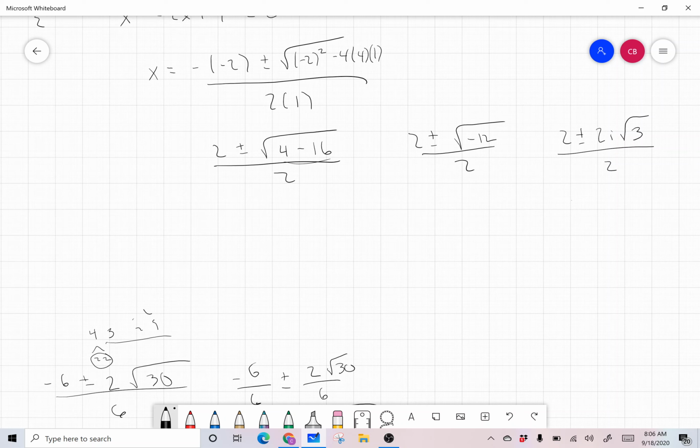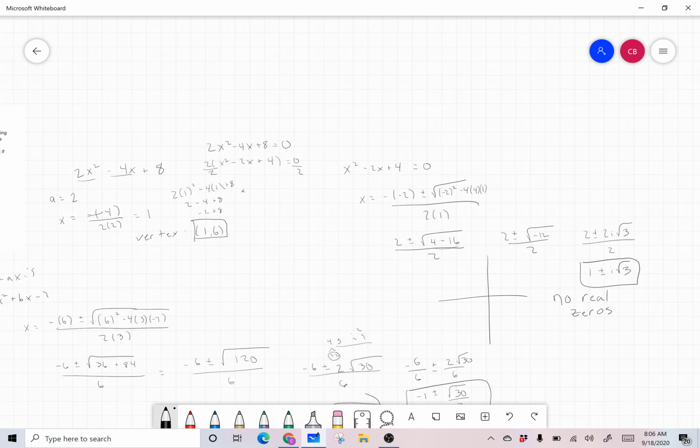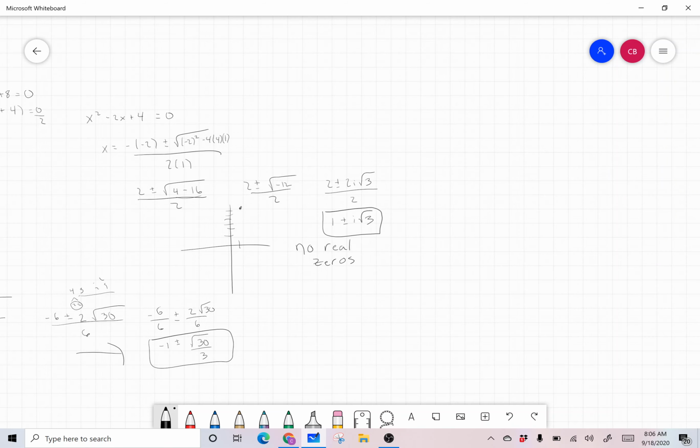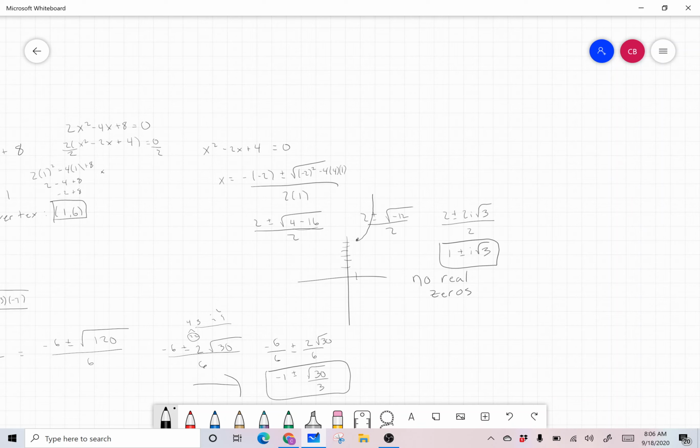And so what that means is when we graph this, let's look at some other things real quick. We said the vertex is 1, 6. So we've got 1, 6. 1, 2, 3, 4, 5, 6. Okay. There's our vertex at 1, 6. Now, is this upward or downward facing? Well, A here is 2, so that means it's positive. So that means it's upward. So it looks like this. And so it's no surprise to us that this does not have any zeros, because this is not crossing the x-axis, which is down here. And so these must be imaginary.